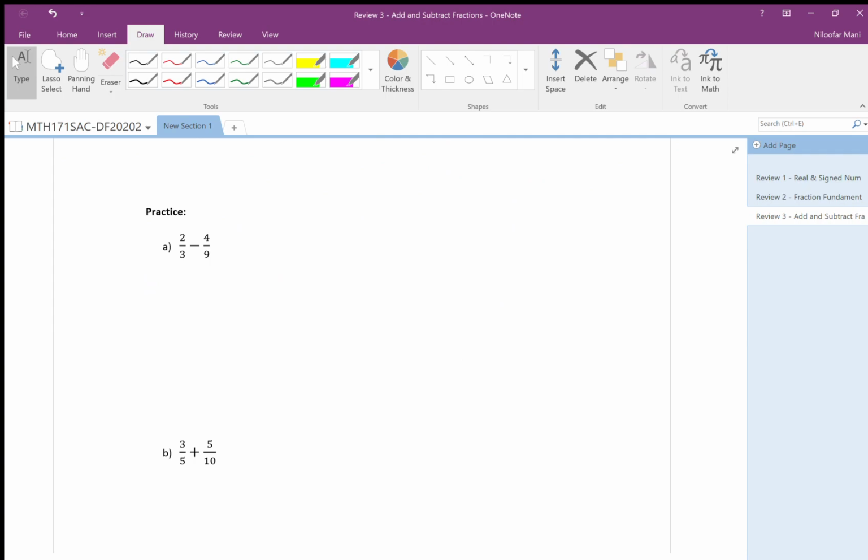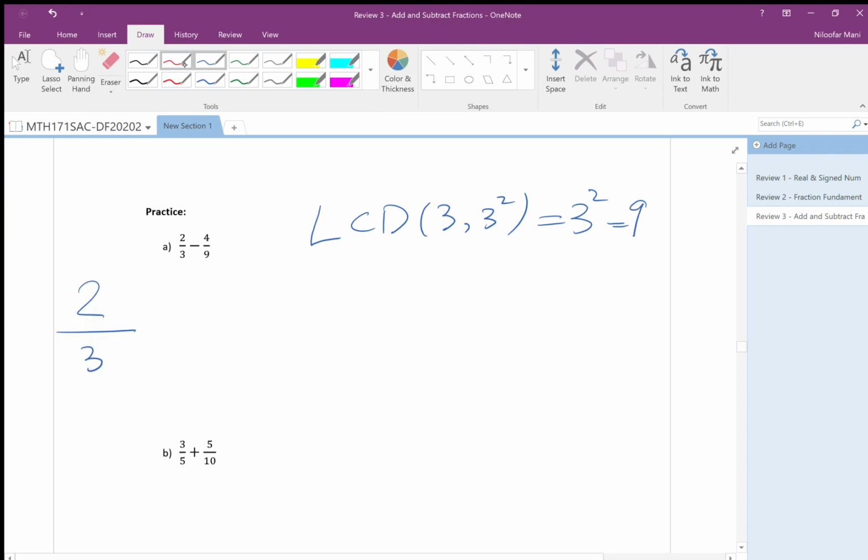Practice: 2 over 3 minus 4 over 9. Practice questions are yours. You have to do them and ask me, but I do them for you. So 2 over 3 and 4 over 9. Okay? So least common denominator between 3 and 3 squared is 3 squared, which is 9. So 2 over 3, I multiply this with 3, I multiply top as well. For the other one, I don't do any change because 9 is okay. So 6 over 9 minus 4 over 9, which is 2 over 9. Done.